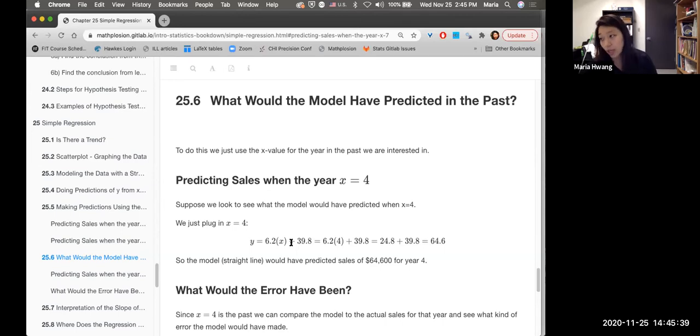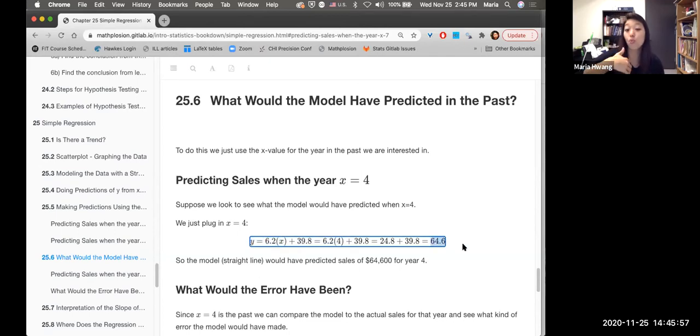Interestingly enough, after you have created the regression line with y equals mx plus b, you can actually go back to the past, right? You have the actual sales from year 4, but you could use the equation that you calculated and plug in to see what was expected. If you were dependent on this particular regression line, this is what it predicted. It predicted that you would have made about $64,600 in sales, right?